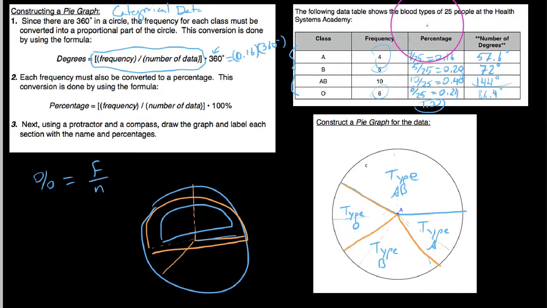The important thing is going to be to find out what percentage each category constitutes of the total amount first, and then find that percentage of 360 degrees to get your number of degrees for each category.